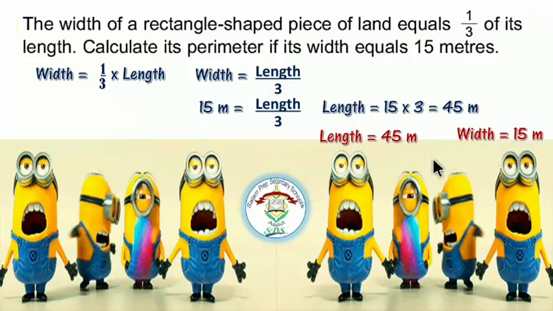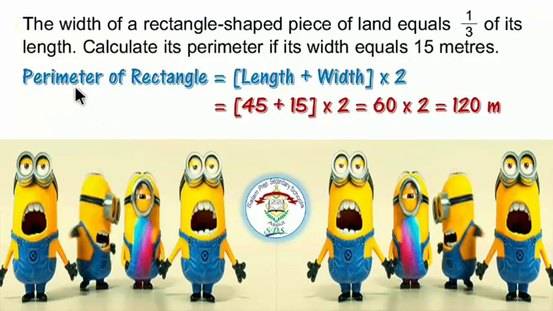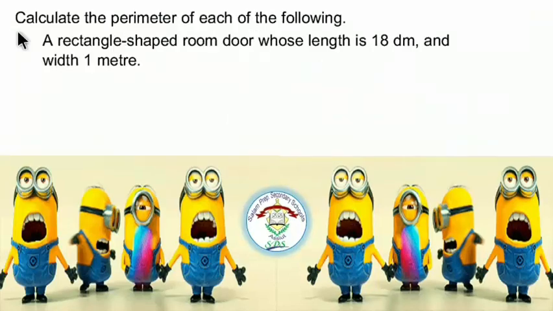So now we can calculate the perimeter of the rectangle. Perimeter of rectangle equals length plus width, all times 2. Length 45 plus width 15, all times 2. 45 plus 15 equals 60, times 2 equals 120 meters.